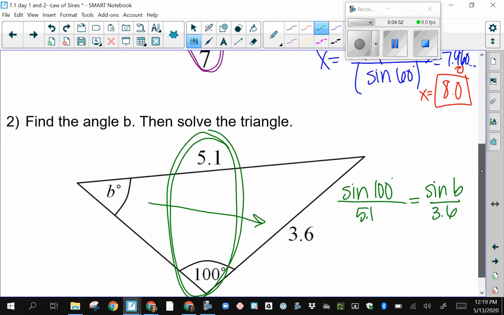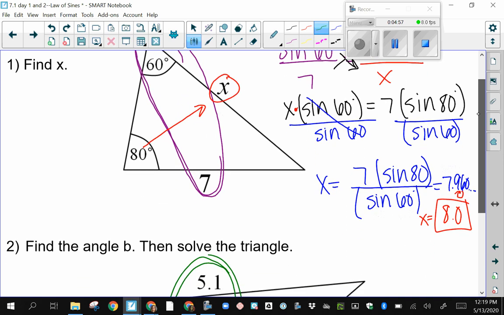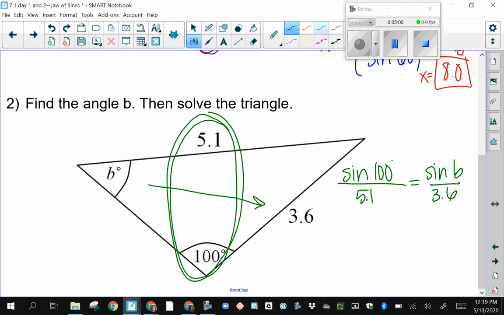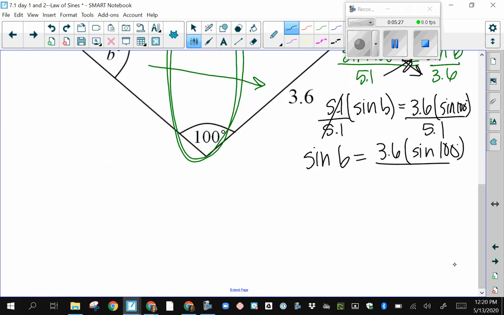So this question is different because I don't know the angle. In the first example I didn't know the side. I'm still going to cross multiply. 5.1 times the sine of B is equal to 3.6 times the sine of 100 degrees. I want to get rid of that 5.1, so I'm going to divide on both sides. So I'm left with sine B equals all that stuff, 3.6 sine of 100 divided by 5.1.